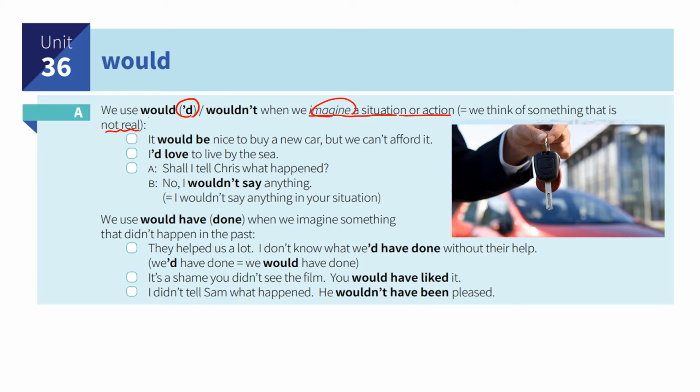We use would have done when we imagine something that didn't happen in the past. They helped us a lot. I don't know what we'd have done without their help. We'd have done means we would have done.